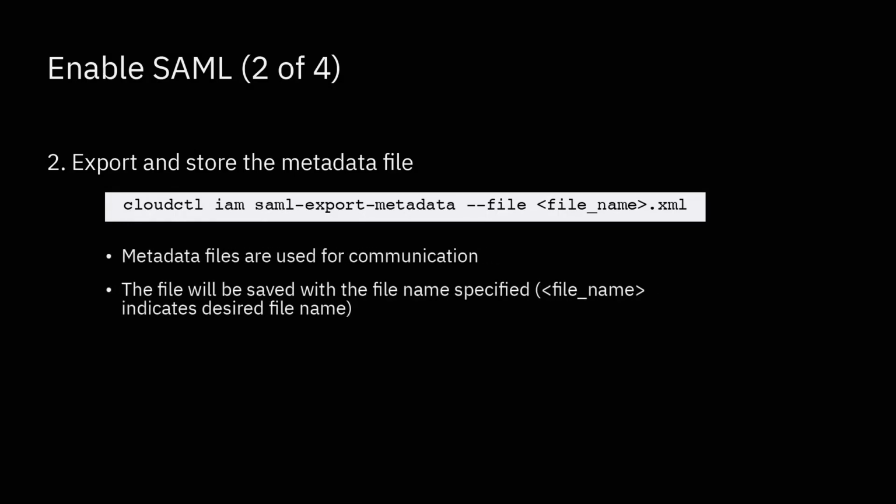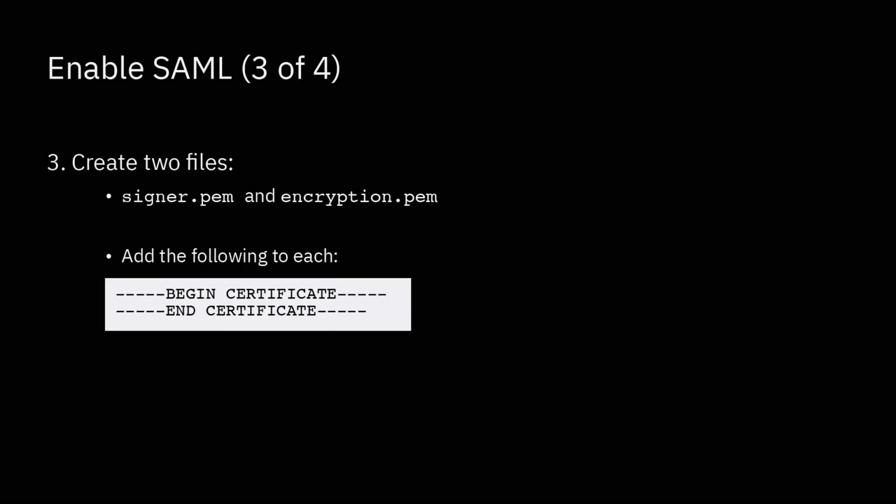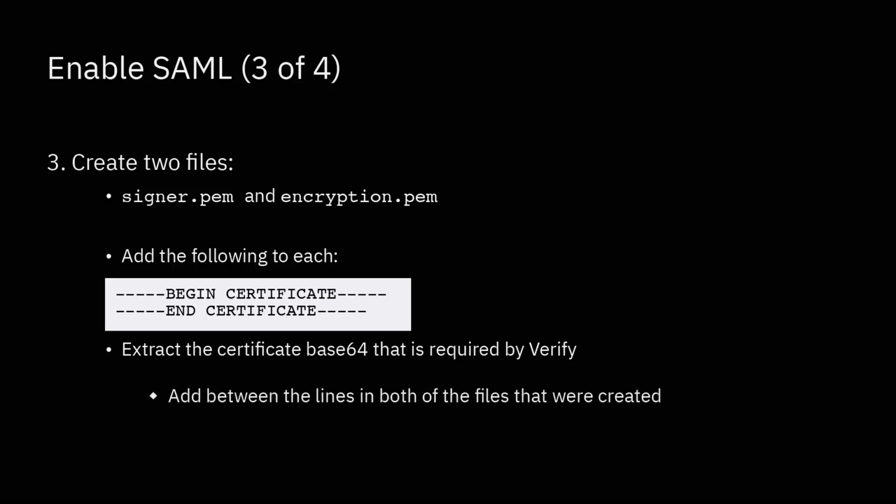Metadata files are used for communication between CP4S and your Enterprise SAML server. The metadata file is saved with the file name that you specify. Next, create two files called signer.pem and encryption.pem, and add the following two lines to each file. For the XML file that has been exported previously, extract the certificate base64 text that is required by IBM Security Verify to connect with foundational services. Paste this text between the lines in the signer.pem and the encryption.pem files.